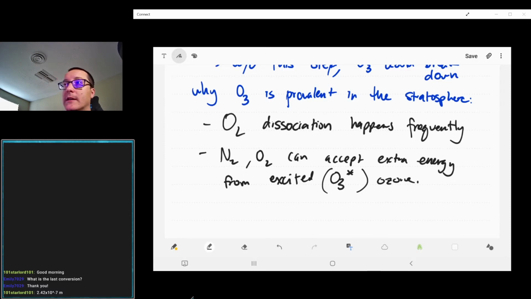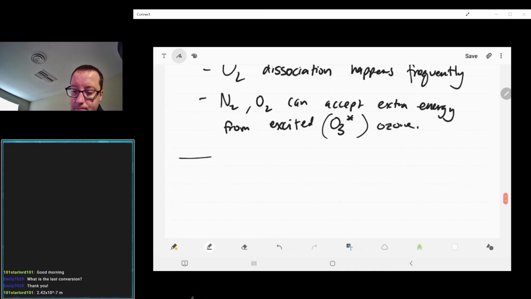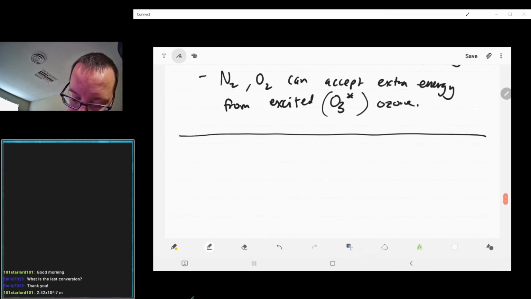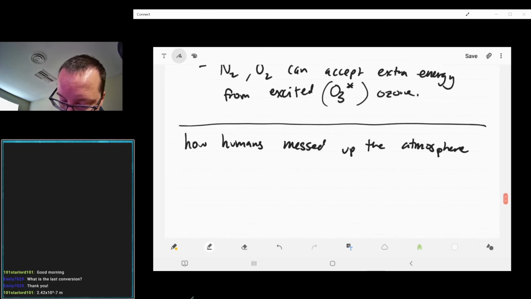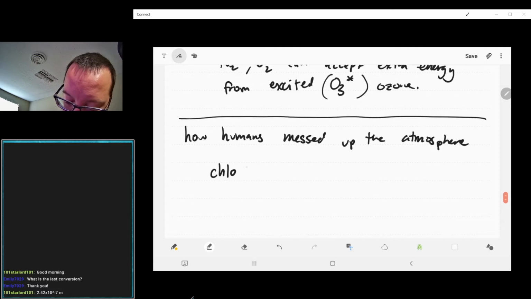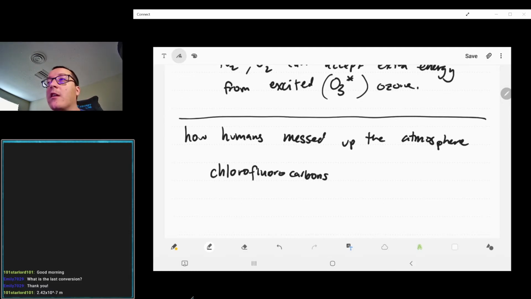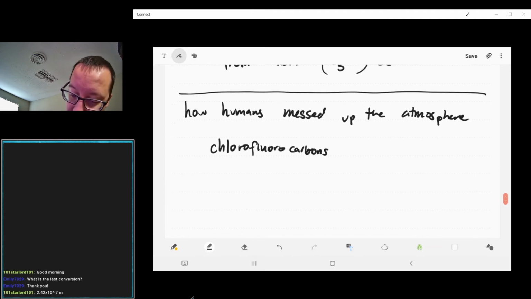All right. So, next section then, we're going to talk about how humans messed up the atmosphere. That may not be the actual title of the section, but it's pretty close. So we're going to see that by a lot of the things that we've released into the atmosphere, we've really messed up a lot of these equilibria. Perhaps the most common one is the chlorofluorocarbons. This is the most well-known example of how humans have messed up the atmosphere.